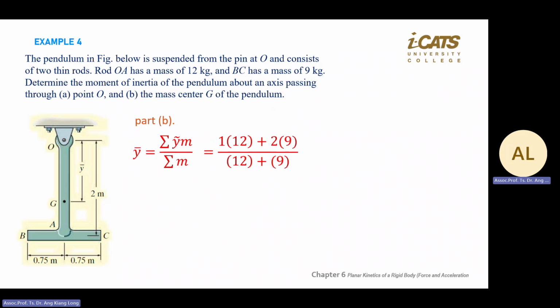Now, for example, how do you get one here? How do you get one for OA? Because for this object OA is 1, and then for object BC is 2.